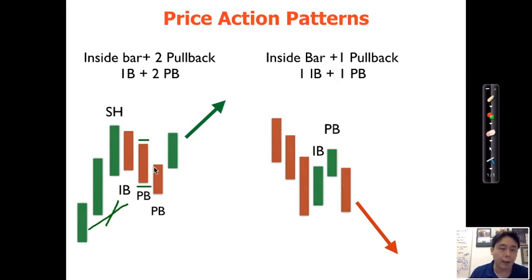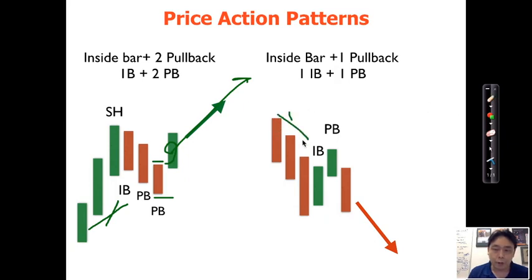Next day, another pullback, cancel our buy order, place a new buy order over here, stop loss over here. Next day, price goes above the high, triggers, and we're in the trade. So this is a case of a one inside bar and two pullbacks.